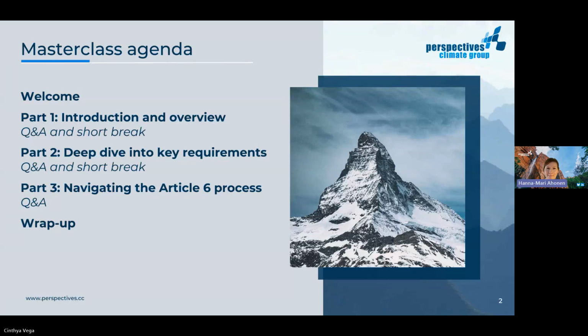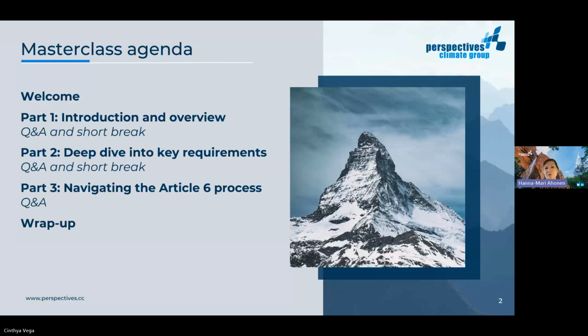So first, we have three parts here today. One is the introduction and overview to Article 6 of the Paris Agreement, and we have a Q&A at the end of that part. Then we have another part that dives deeper into the key requirements, not all of the requirements, but key requirements under Article 6 for project development. And then we'll have another Q&A there.